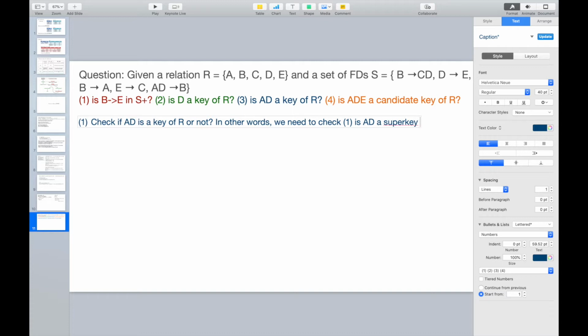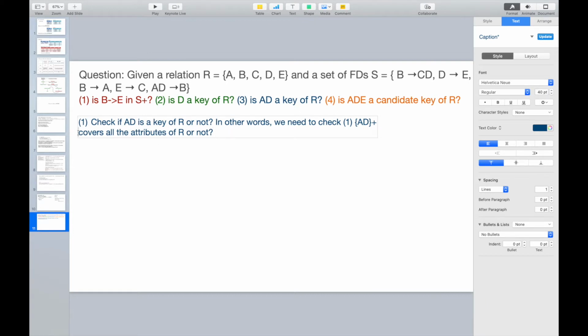Or the closure of AD covers all the attributes, right? These two are equivalent. Is AD a super key, or does the closure of AD cover all the attributes of the relation R? So they are equivalent, so we can remove the first one. We just focus on the closure of attributes here. And we need to check this one.